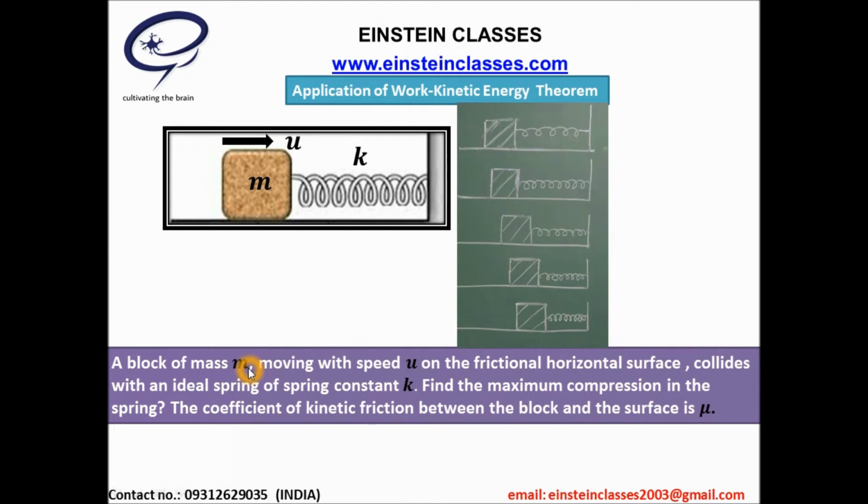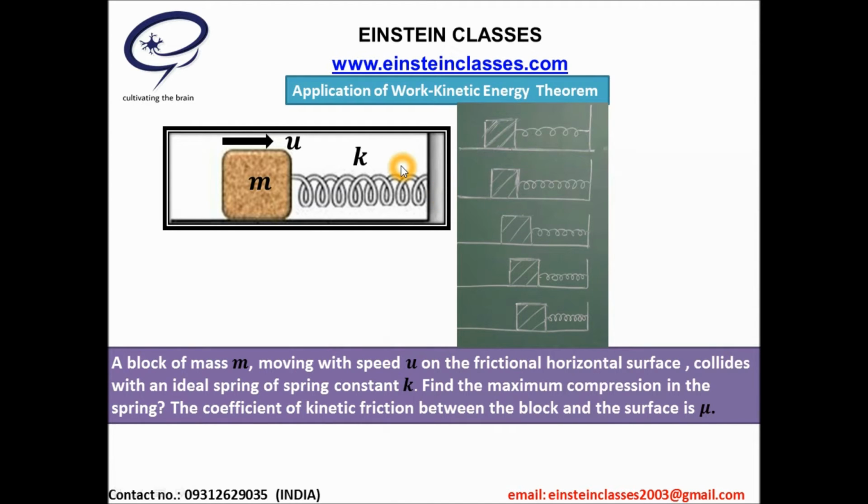In this session we are going to discuss a very important problem. This is the block which is moving with the speed u and collides with this spring. The spring constant of the spring is k, and the surface has some friction, with the coefficient of kinetic friction given by mu. The block compresses the spring, and due to the compression the speed of the block will decrease, and we have to find the maximum compression in the spring. In this figure, the block is compressing the spring with speed u, and at the moment of maximum compression the speed of the block will become 0.